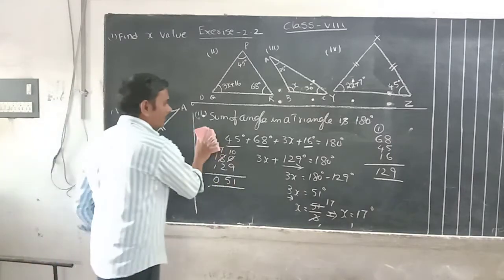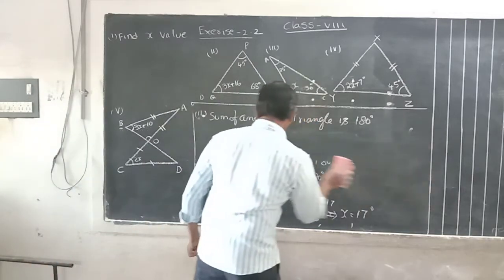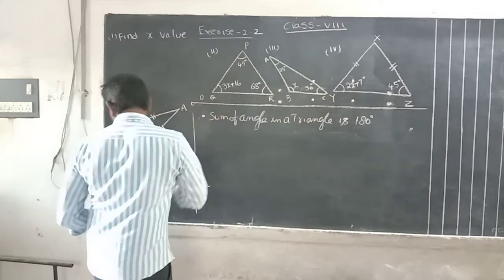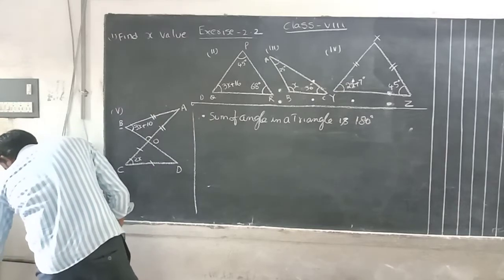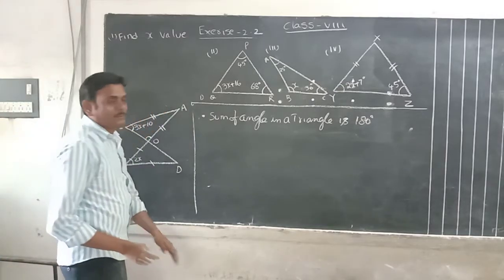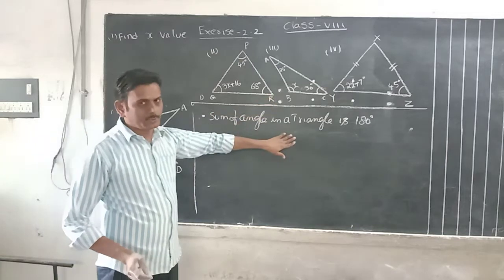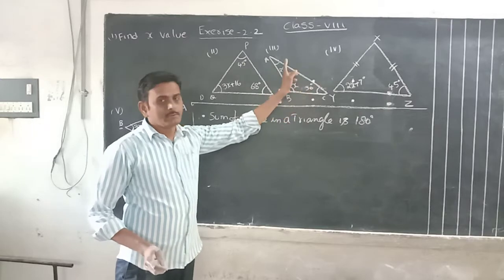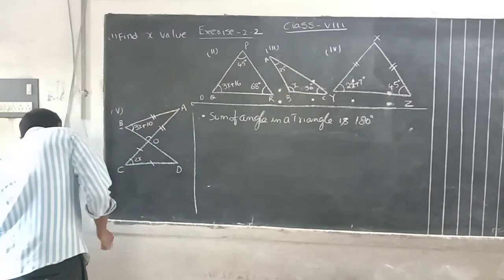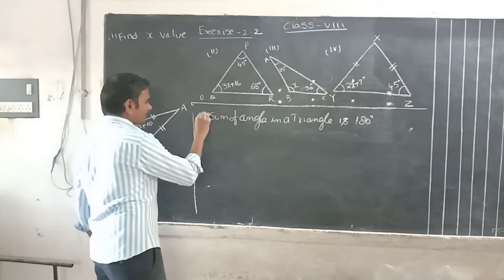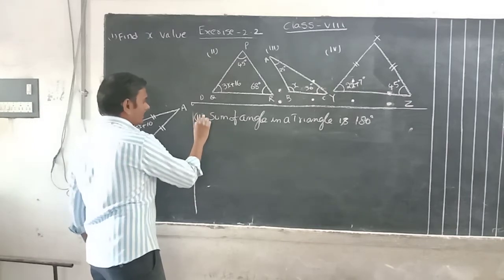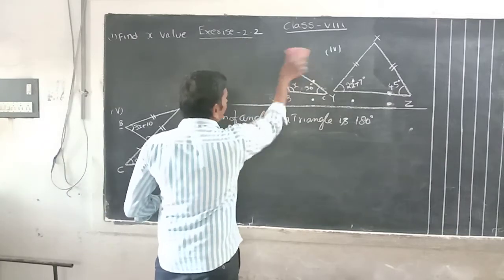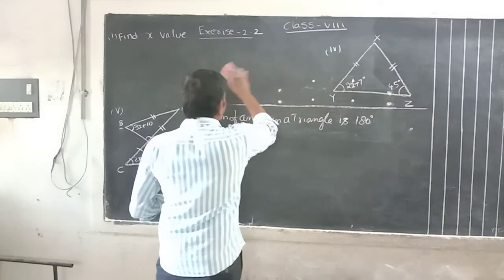The third one is also a similar model only. Third one, do it yourself. I will not explain the same property again. The second one and third one are the same model only. Do it yourself. By adding these three angles equal to 180, we can get the answer. Next one.